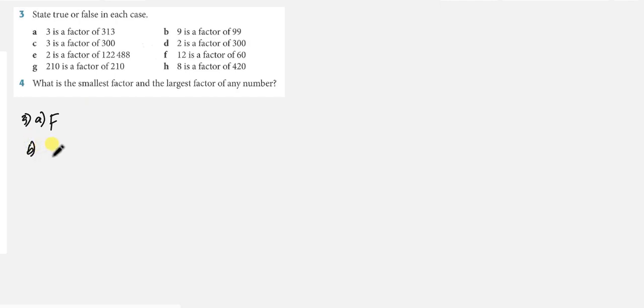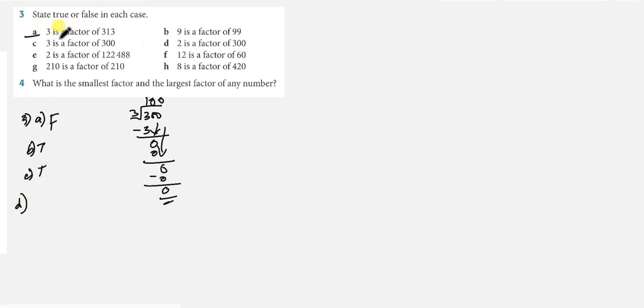We have B. B says 9 is a factor of 99. It's true. Very easy. C, 3 is a factor of 300. That is also true. Or you can check manually. If you're not allowed to use the calculator, you can just check 300 divided by 3. 3 ones are 3. We bring down the first 0. 3 zeros are 0. We bring down the second 0, 3 zeros are 0. The final answer is 0. So it's true.